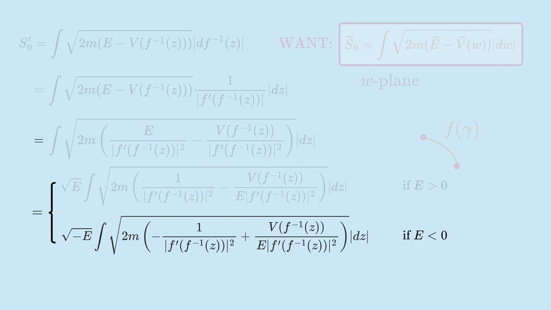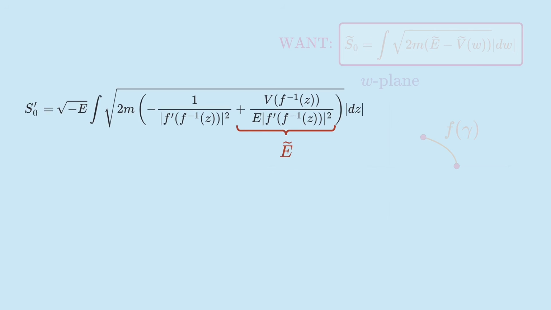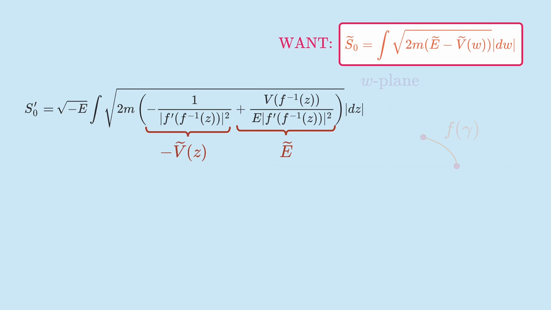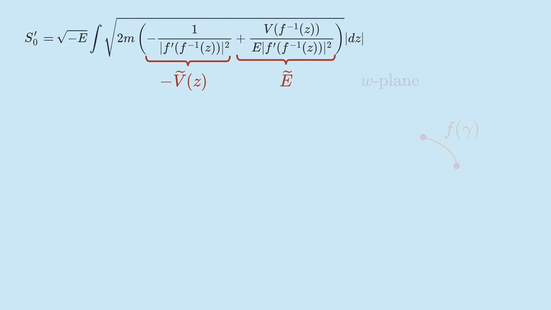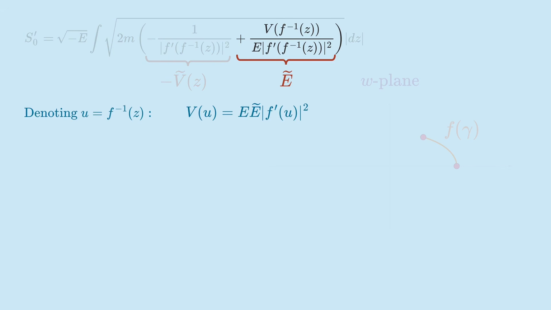Like before, we choose this to be E tilde and the other to be negative V tilde. This differs from the form we wanted, but it's fine as it's only a constant factor difference, and delta of one not being 0 means delta of the other is also not 0. With this identification of E tilde and V tilde, we can find the f that makes all these work. Denoting u as f inverse of z and rearranging it a bit, we have V of u equals E tilde modulus of f prime of u squared.